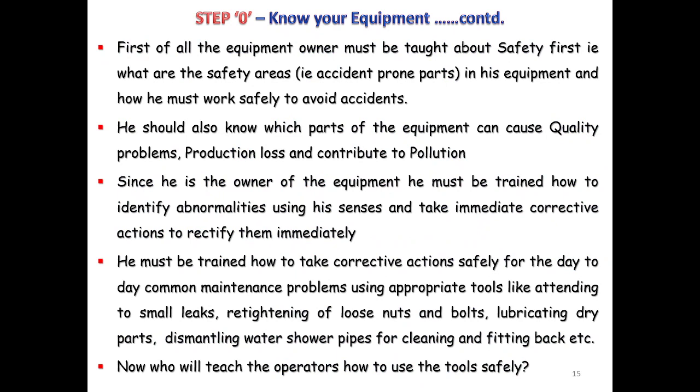First of all, the equipment owner must be taught about safety first. That is, what are the safety points? That is, what accident-prone areas are there in his equipment and how he must work safely to avoid accidents. He should also know which parts of the equipment can cause quality problems, production loss, and contribute to pollution. Since he is the owner of the equipment, he must be trained how to identify abnormalities using his sensors and take immediate corrective actions to rectify them immediately.